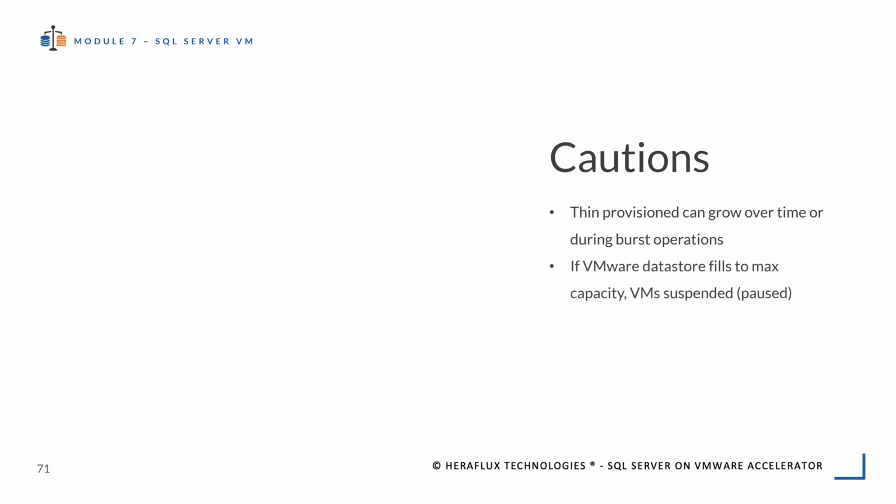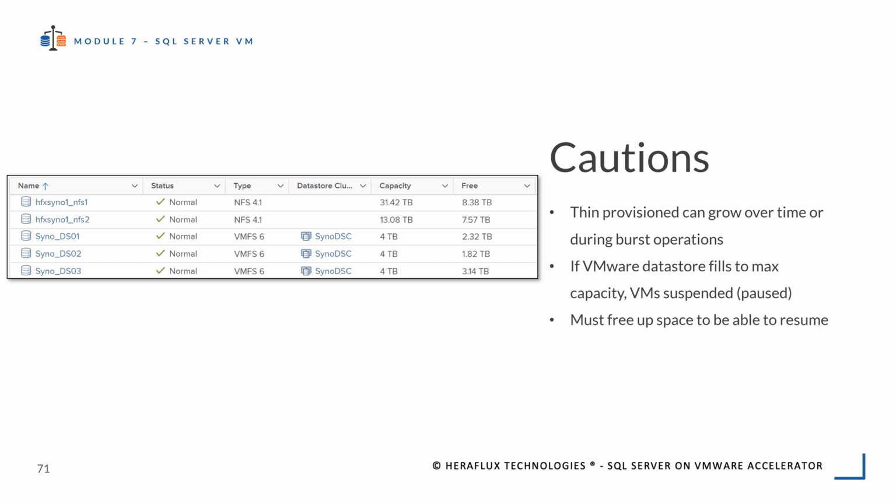Thin provisioning can cause some significant challenges if it's not managed properly. If a VMware data store fills to its maximum capacity, all of the virtual machines on that data store get suspended or paused, waiting for administrators to add more space. That's an absolutely horrible situation to be in. Appropriate management and monitoring can minimize the chances of an outage associated with the data store filling up.